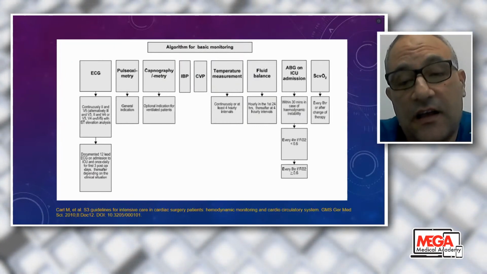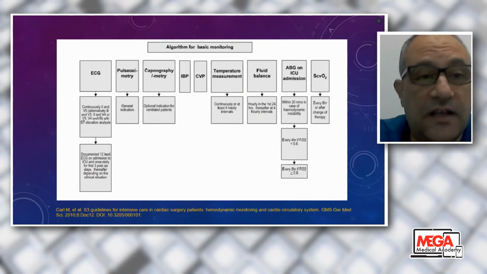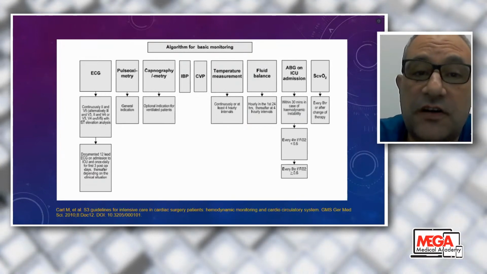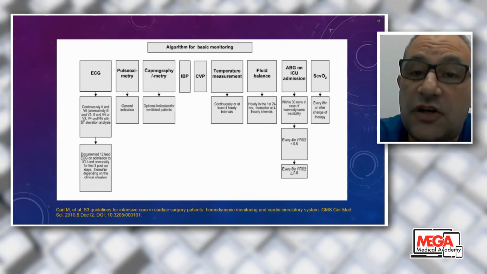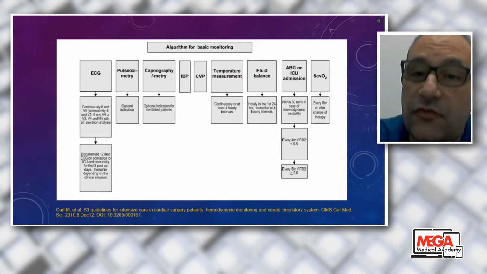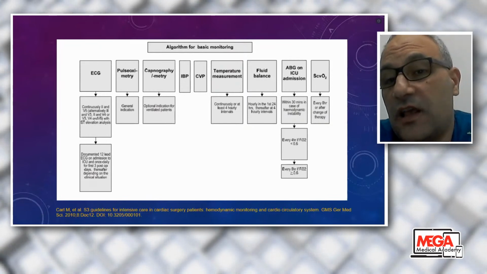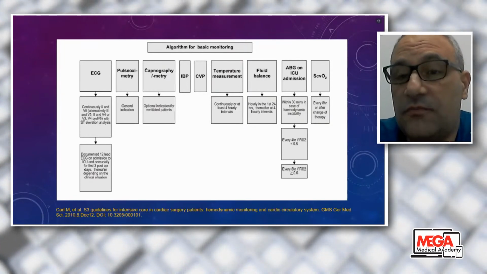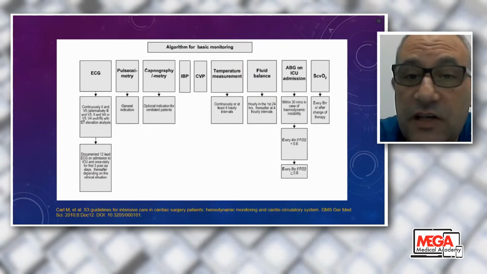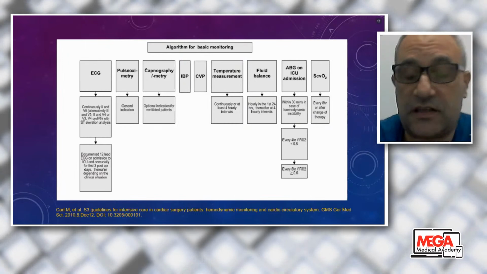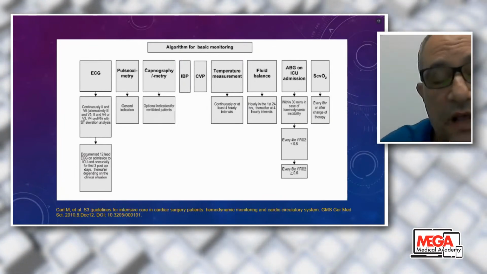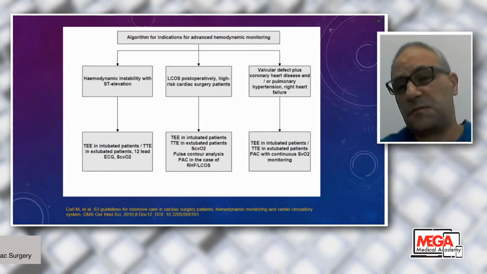In this basic monitoring algorithm, we will see that ECG, pulse oximeter, capnography, invasive blood pressure, central venous pressure, and temperature measurement, fluid balance hourly and every 4 hours after stabilization, ABG on ICU admission, and central venous line oxygen saturation are the basic monitors that every cardiac surgical patient should have in the operating room and the intensive care.